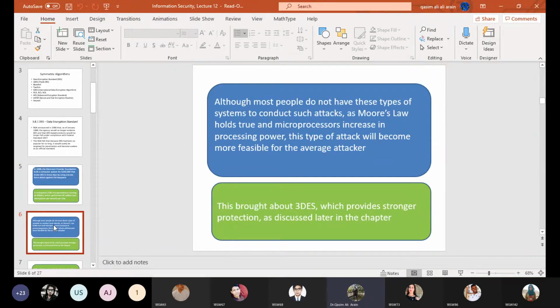Although most people do not have these types of systems to conduct such attacks, as Moore's law holds true and microprocessors increase in processing power, this type of attack will become more feasible for the average attacker, right? So this brought about Triple DES, which provides stronger protection, as discussed later in the chapter.